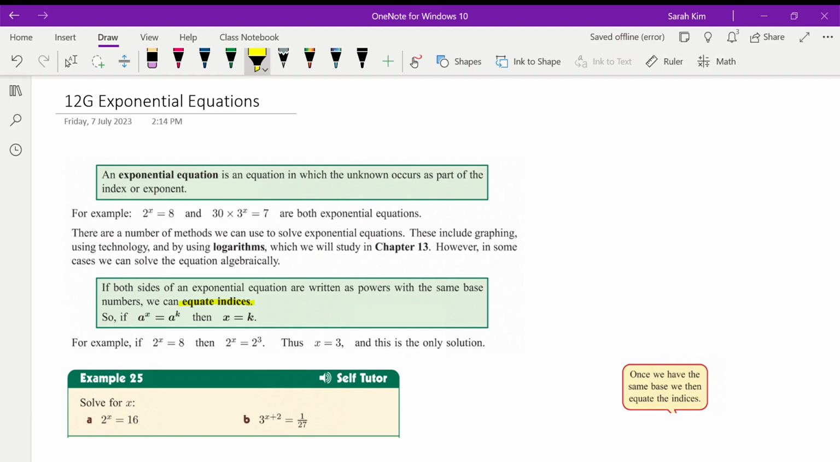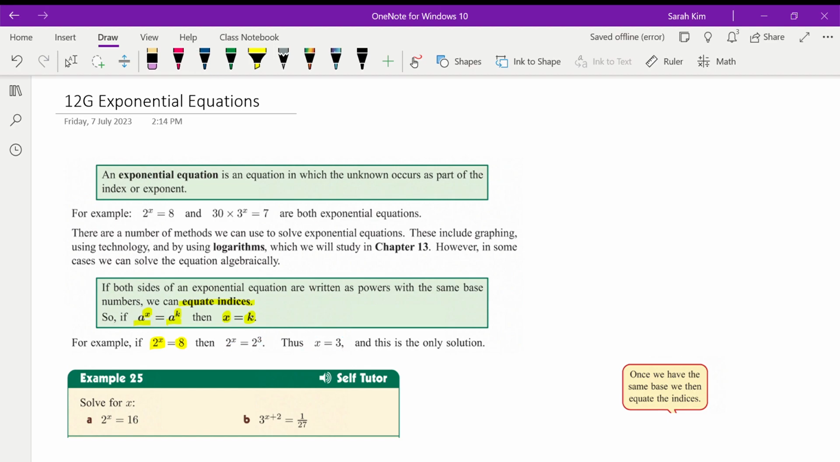What that means is if a to the power of x equals a to the power of k, the base a is the same, so you can equate the indices, meaning x equals k. So that's what we're going to do. For example, have a look at this. 2 to the power of x is equal to 8. Notice that their base is not the same, so you need to manipulate the data and change 8 as 2 to the power of 3 in order to equate them. In this case, the base 2 is the same, so x must equal the power, which is 3. So that's your answer.